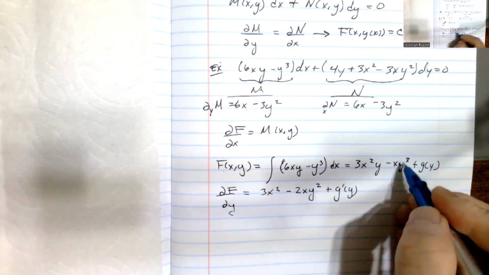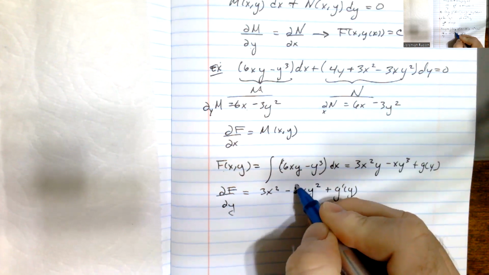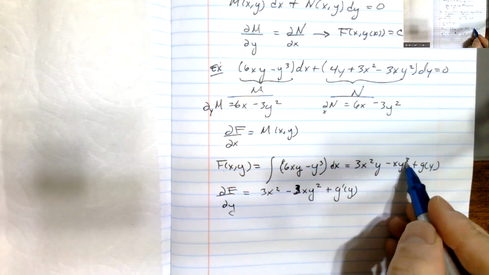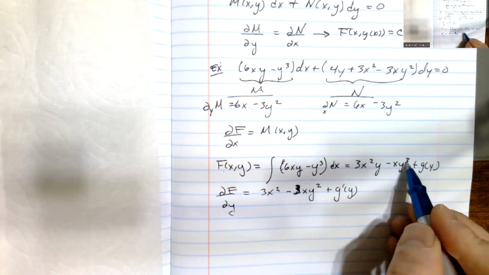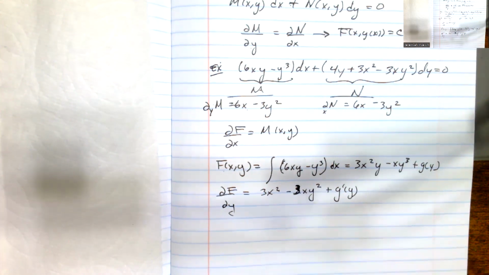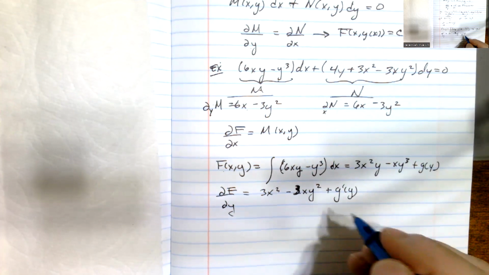It's a y cubed. Sorry, this should be a 3. I knew something didn't look right. This is a y cubed, so the derivative of this with respect to y should be 3xy squared. Okay, that looks good. All right, which is equal to plus g prime.